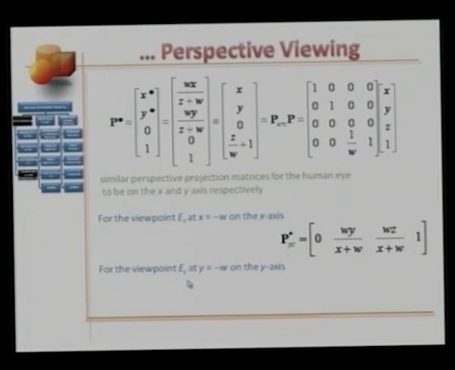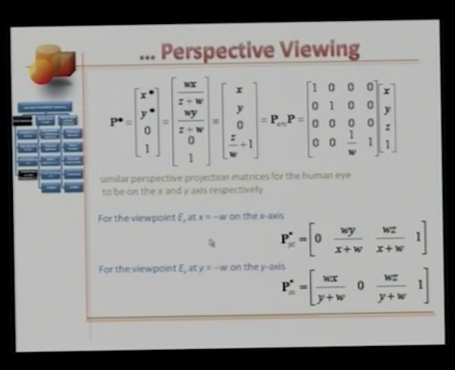For the viewpoint to be along the negative y-axis at distance w from the origin, we will have P star, the perspective image of point P on the zx plane, as wx over y plus w, 0, wz over y plus w, and 1. Once again, there should be a transpose here. I have written this in the row form, and I can decompose this column vector into a matrix multiplication operation very similar to this. We'll have a 4 by 4 matrix pre-multiplying the original column vector.